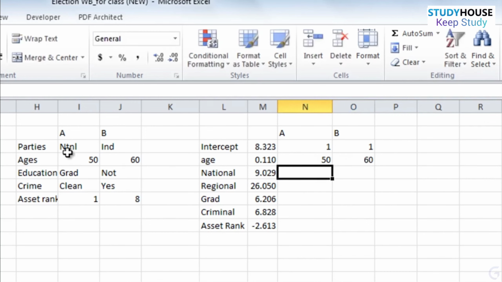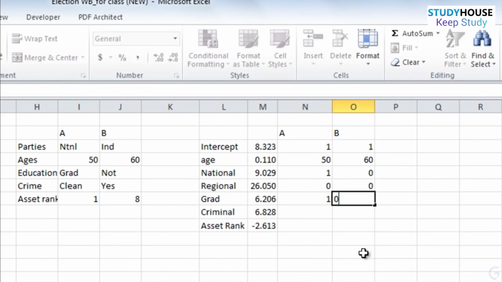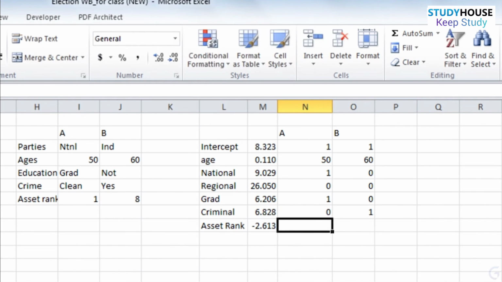One of them is from the national party, which is candidate A. So he gets a 1 out here. Okay. Whereas B is not a national party, he gets 0. Candidate A is national party, he is independent. So none of them are regional parties really. So both of them are 0. Candidate A is a graduate. What about candidate B? Candidate B is not a graduate. Candidate A has no criminal record, but candidate B has criminal record. In terms of asset rank, candidate A is the richest guy, and this guy has a rank of 8.